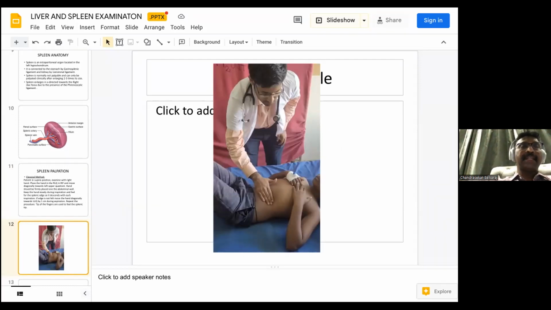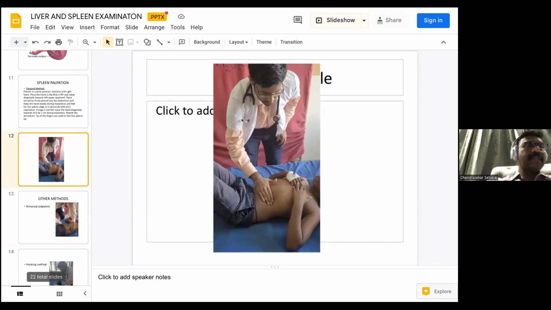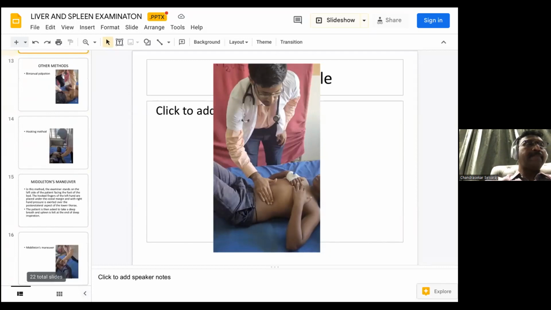Many times, students start examining from the umbilicus onwards. This should not be done. Sometimes a massive splenomegaly can be missed. That's why the conventional teaching is to start from the right iliac fossa. Not only that, there are other methods to palpate the spleen.